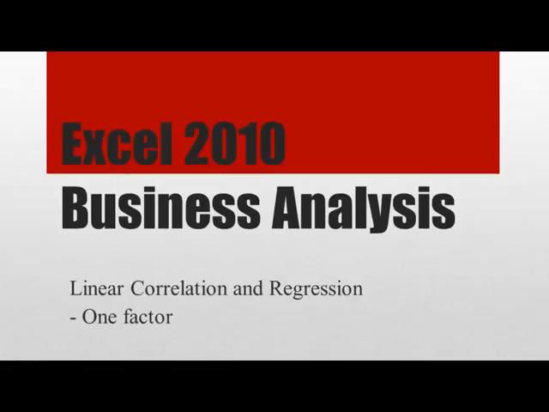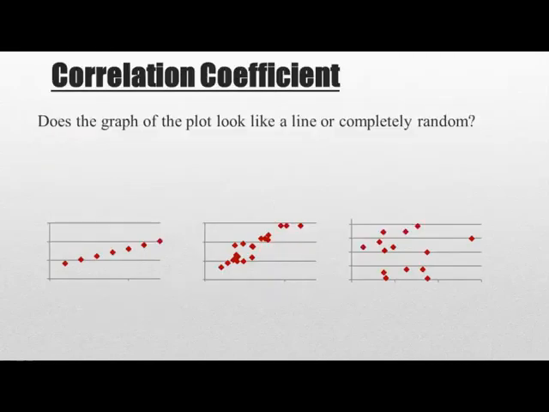The next topic we're going to cover in business analysis is linear correlation and regression using one factor. We'll go through terminology with it, and then we'll go through an example as well as some precautions. So linear correlation and regression with one factor basically means that we're going to be comparing two items.